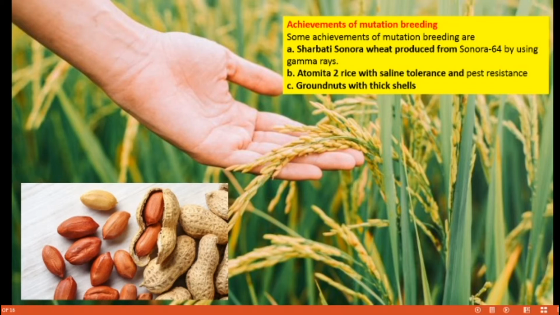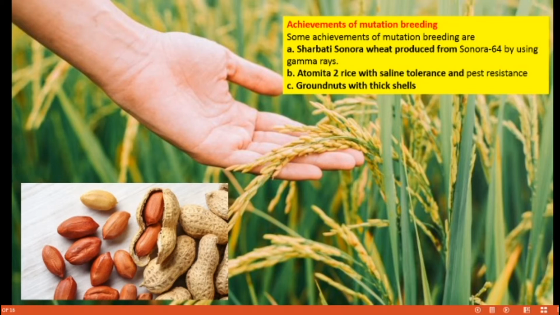Here Sonora 64 is one of the wheats. When they used gamma ray mutagens, it became good, and the desirable characters may be carried by the Sonora 64 variety.